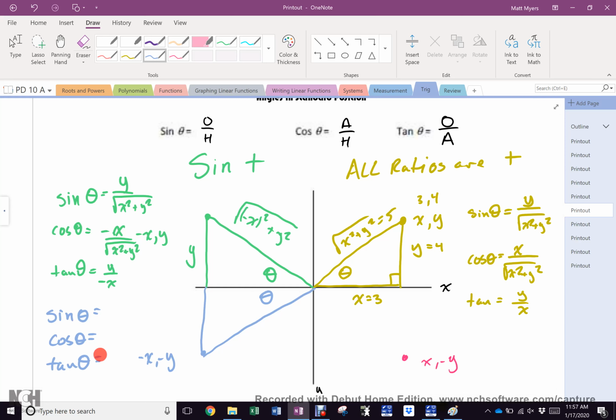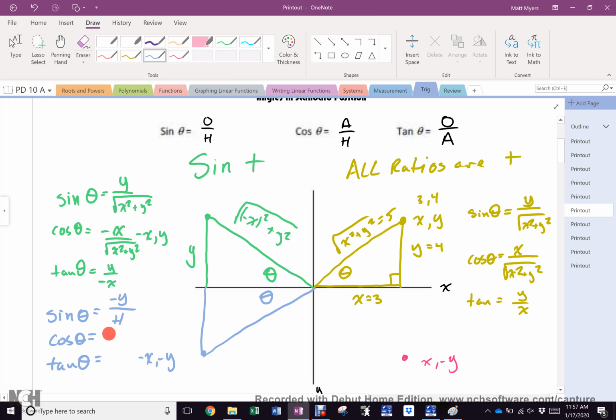You've seen it now done twice. I did the whole first one. We went sharesies on the green one. You try the blue one. What's the first one going to be? Negative y over root x squared plus y squared. Right. So let's call that the hypotenuse, right?